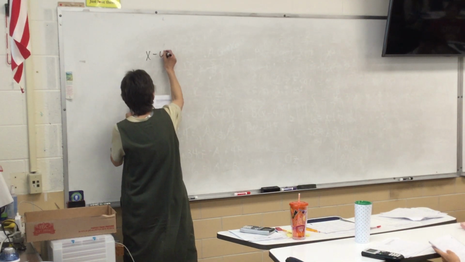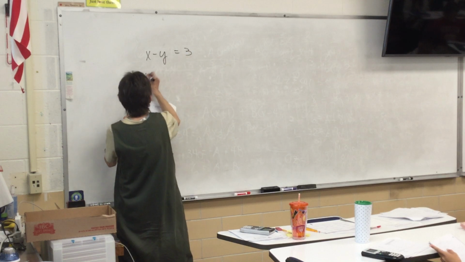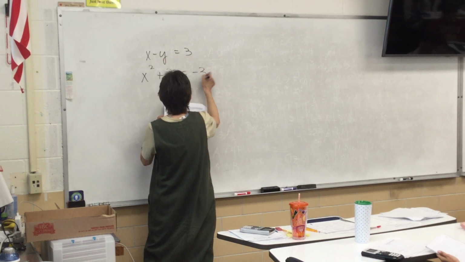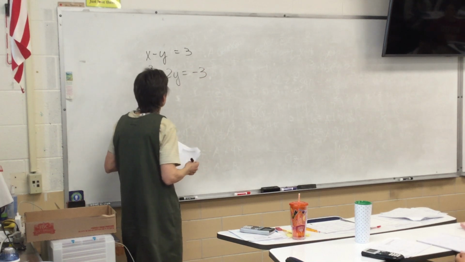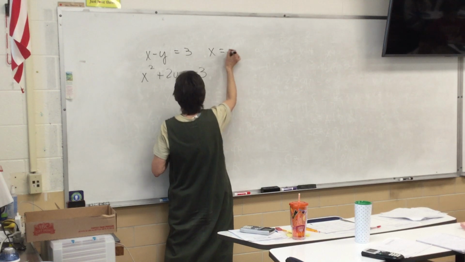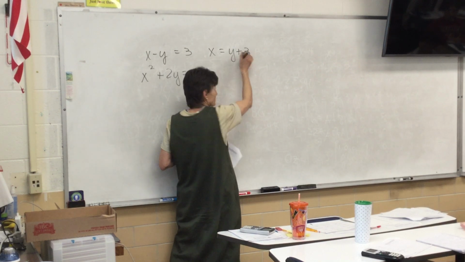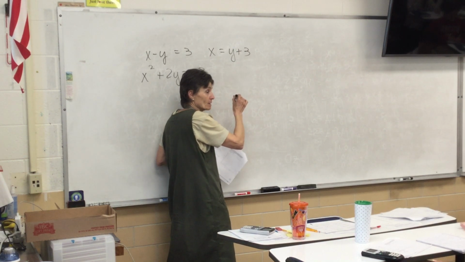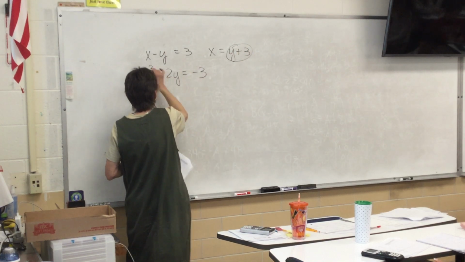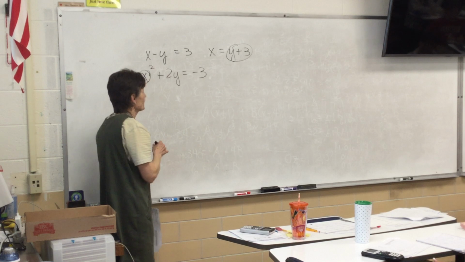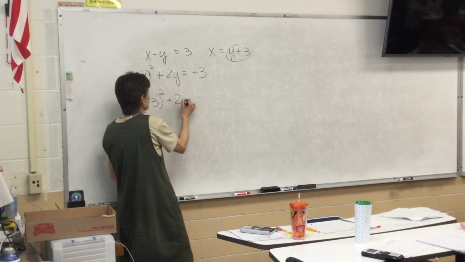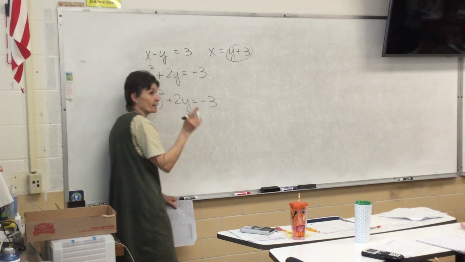I first factor the bottom one. Or no, I put x equals y plus 3. Okay, so x equals y plus 3. It's not perfect. Sounds to me like she's going to do substitution, because if x equals y plus 3, she can take that and plug it in right there. So you're going to have (y plus 3) squared plus 2y equals negative 3.